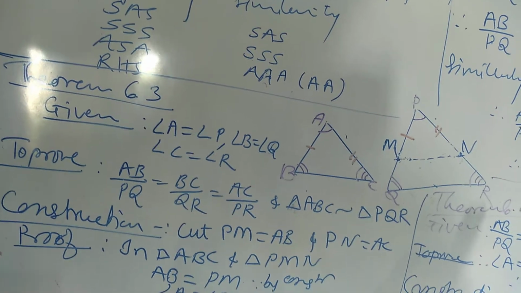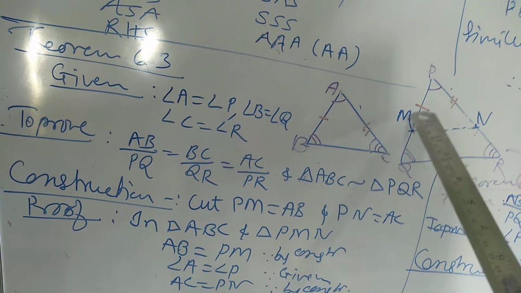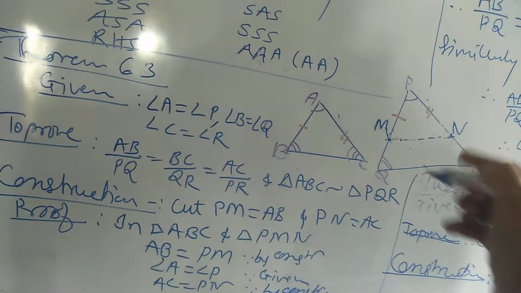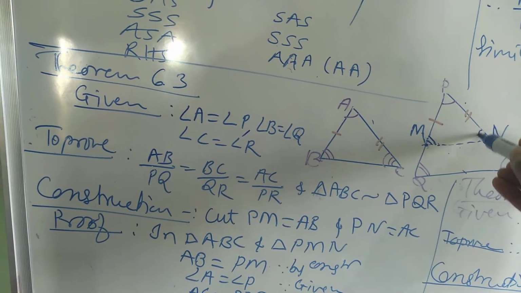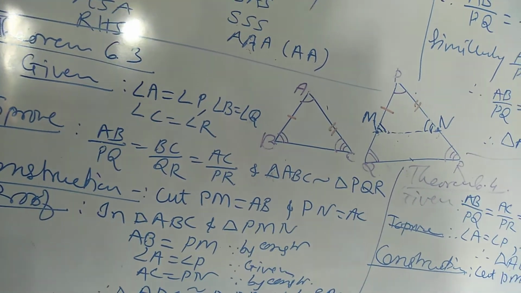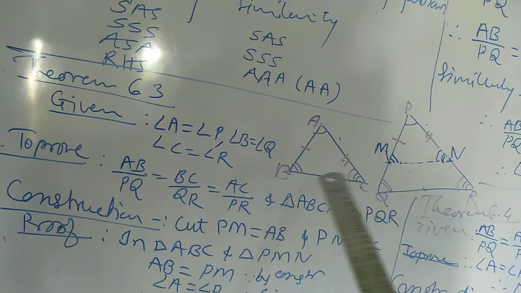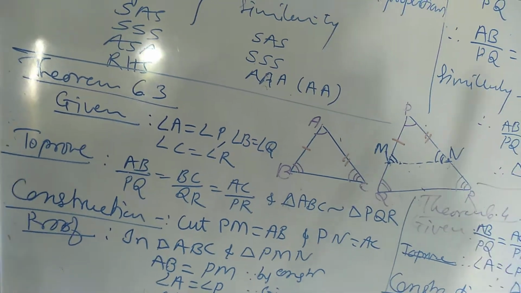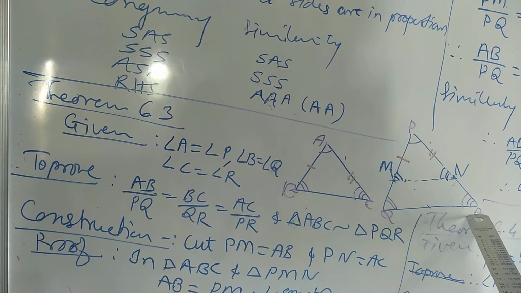Now if the triangles are congruent, then their corresponding parts are equal, meaning angle B is equal to angle M, and angle C is equal to angle N. But what is given to us? It is already given that B and Q are equal, C and R are equal. We have just shown B and M are equal and C and N are equal. It means that angle M is equal to angle Q and angle N is equal to angle R.